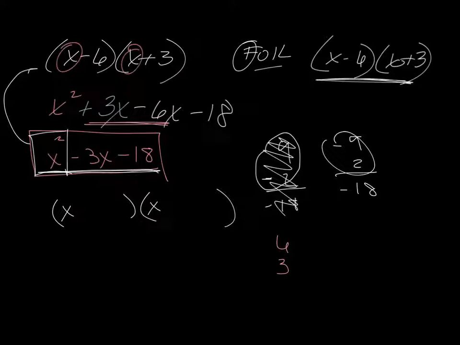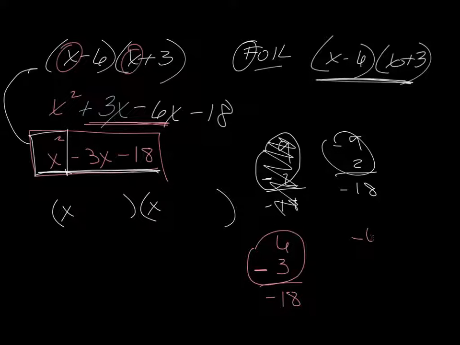6 and 3. So which one's negative? Well, if I put negative in front of the 3, I get negative 18. What is 6 minus 3? 6 minus 3 is 3. Is that what I get here? No, I've got a negative 3 that I'm trying to get, so that doesn't work.